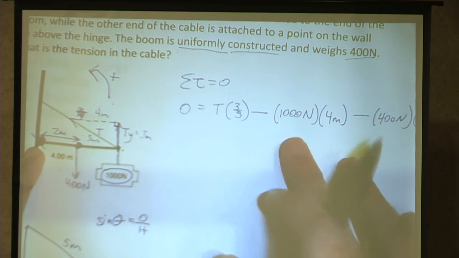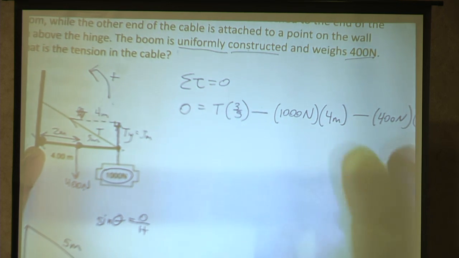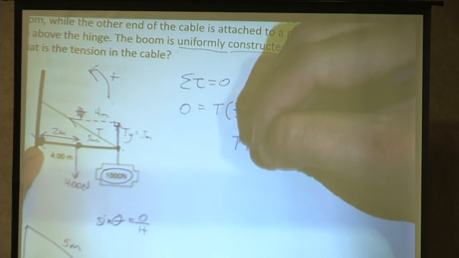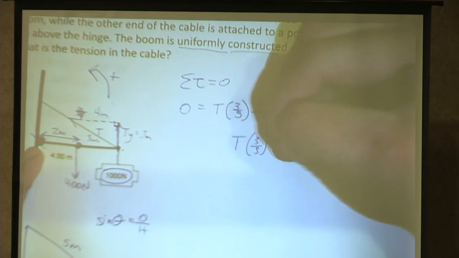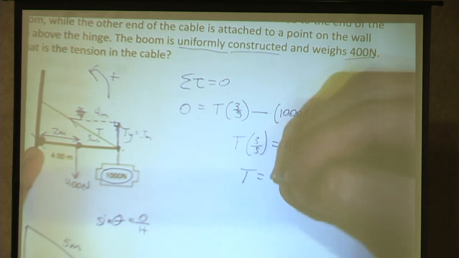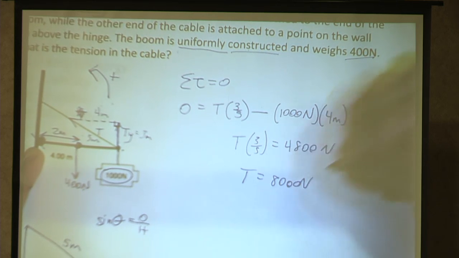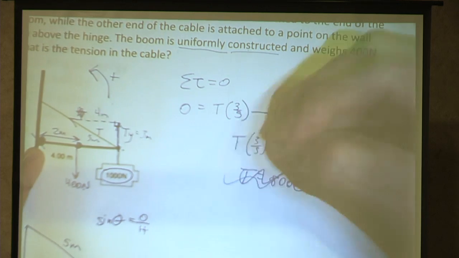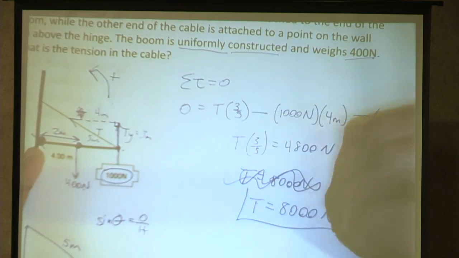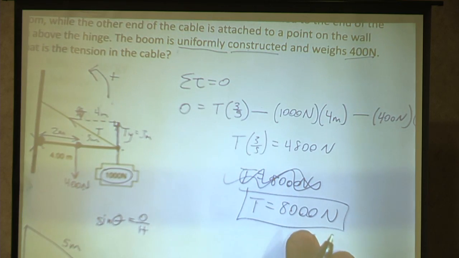So now we have all these known things, and we can solve for T. And when you do all the math, that tension in the cable is going to be 8,000 newtons.